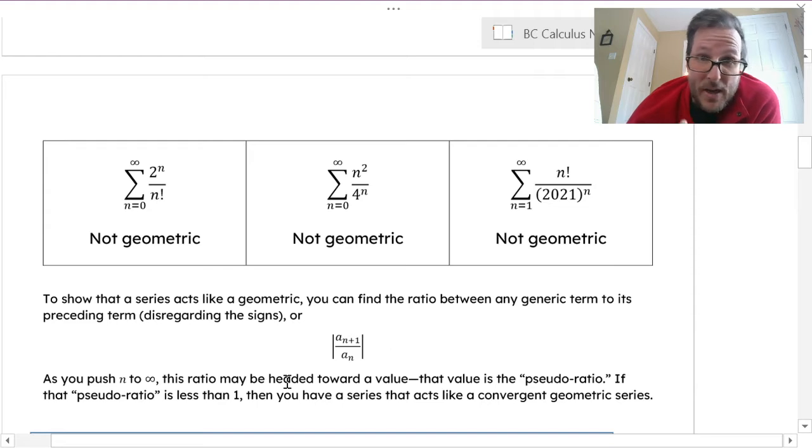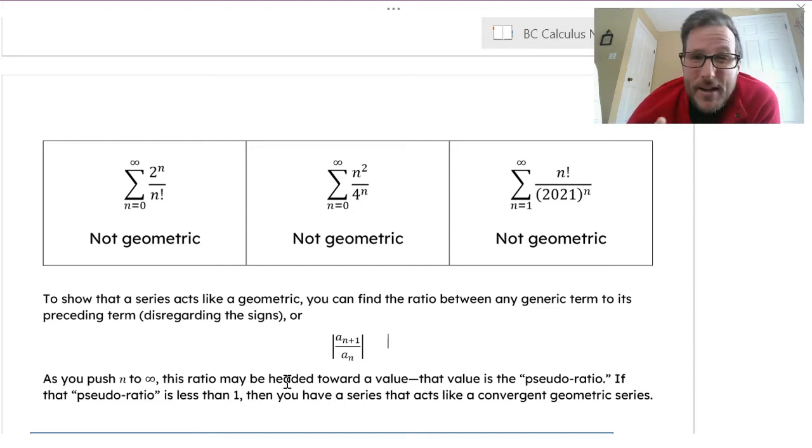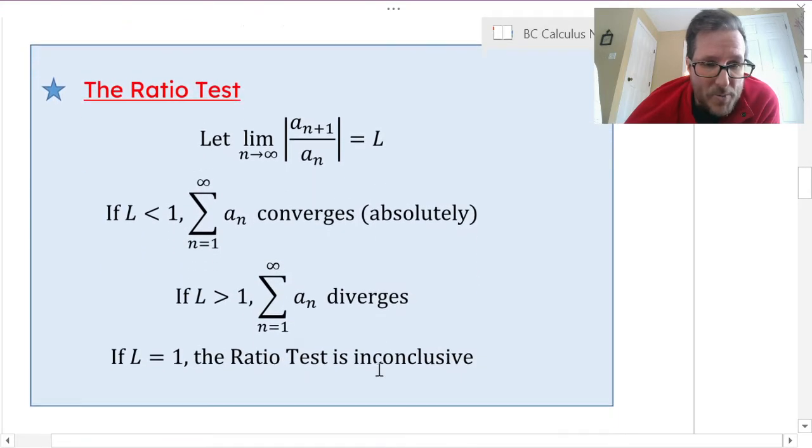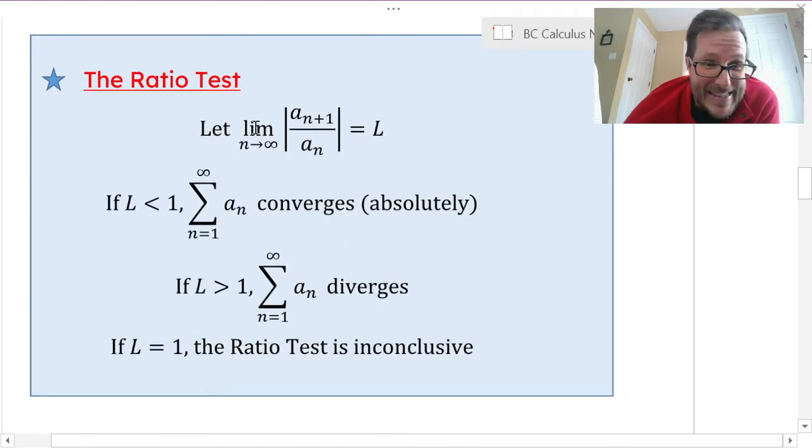Now, as you push n to infinity, you want to see if that pseudo ratio is heading to a value. As long as that pseudo ratio value is less than 1, then it acts like a geometric series whose common ratio is less than 1 and therefore converges. That's kind of what we're doing with the ratio test. So let me show you what it is. So here's the ratio test. Bam! Let L be the limit as n goes to infinity of the n plus 1th term divided by the nth term. Do the absolute values. Don't worry about any negatives, right?